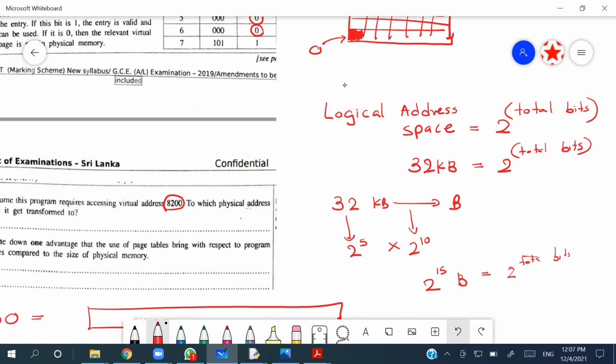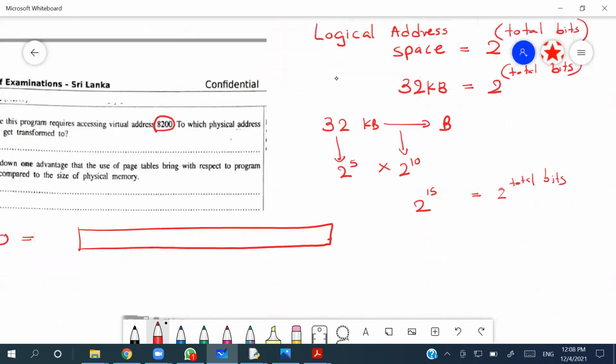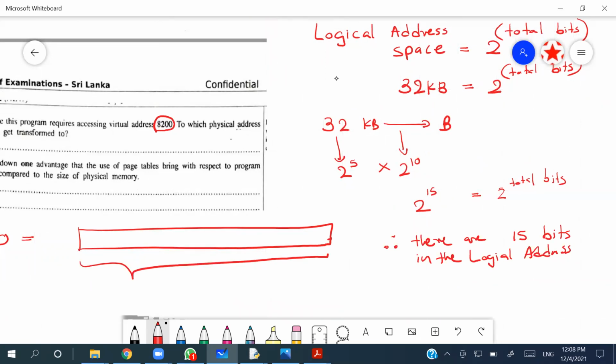So how is it going to be? Yes, Osanda, that should be 15. So we are going to say, therefore, there are 15 bits in the logical address. That means you are going to represent any particular address in this logical memory using 15 bits.